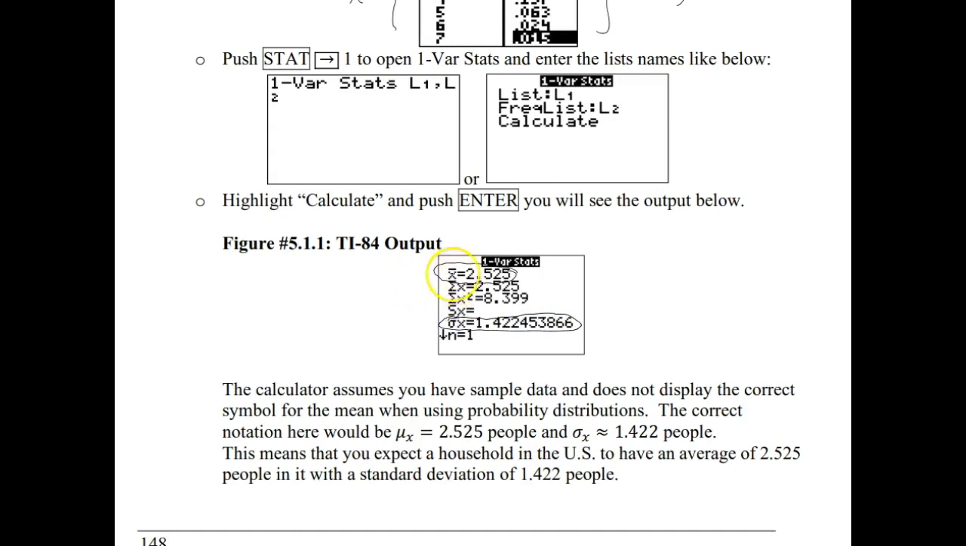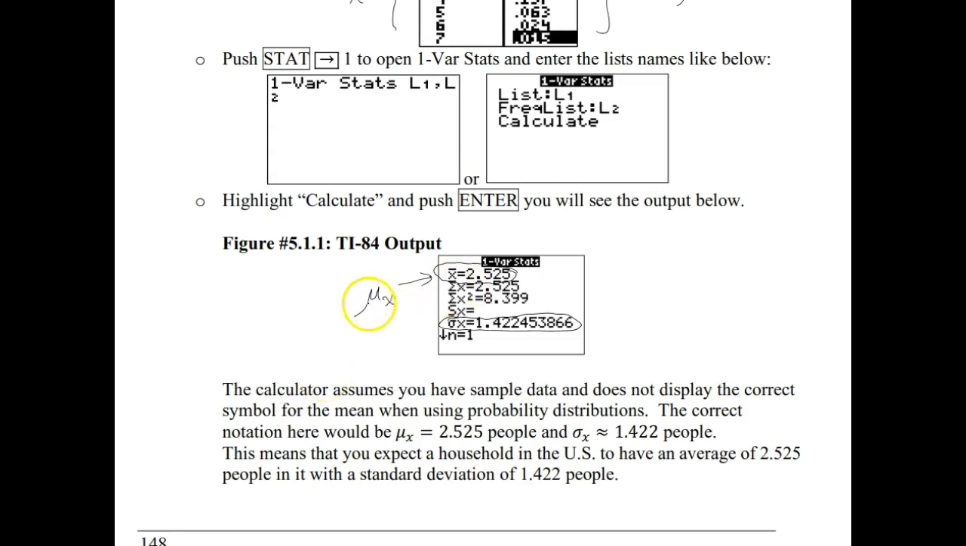Okay, unfortunately, this symbol here did not change to mu. Okay, so it says x bar, but really in this case, since it's a probability distribution, the correct symbol here is mu, is 2.525. Okay, we have the same problem if we were to give it population data. The calculator kind of always assumes we have sample data. And so again, it never displays a value of mu here.